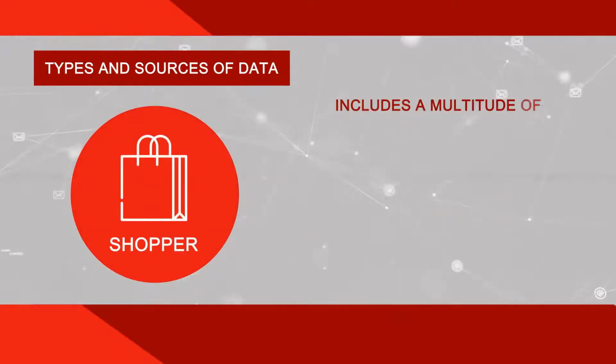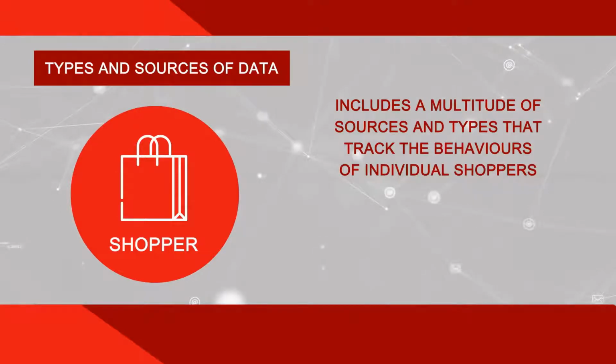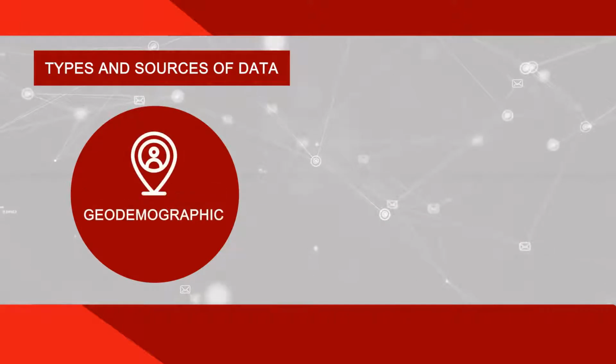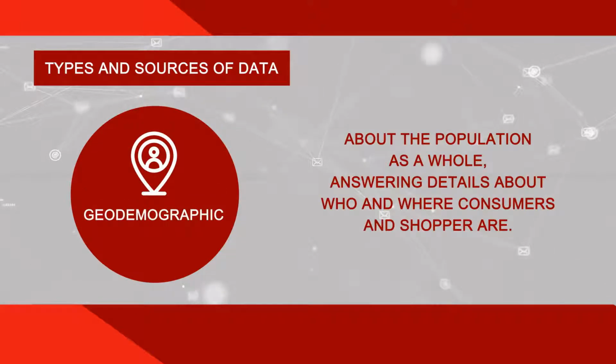Shopper data includes a multitude of sources and types that track the behaviors of individual shoppers, often clustered into groups, and a small segment of which is included in syndicated sources. Geodemographic data is about the population as a whole, answering details about who and where consumers and shoppers are.